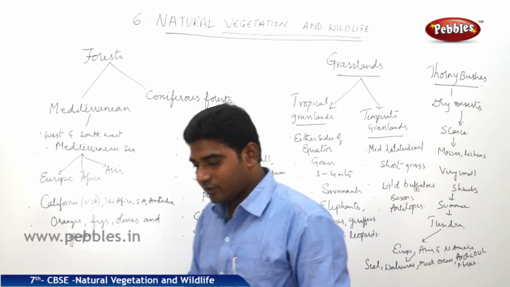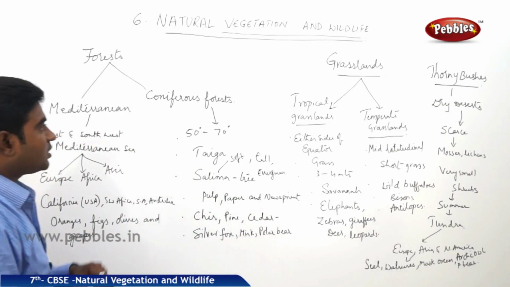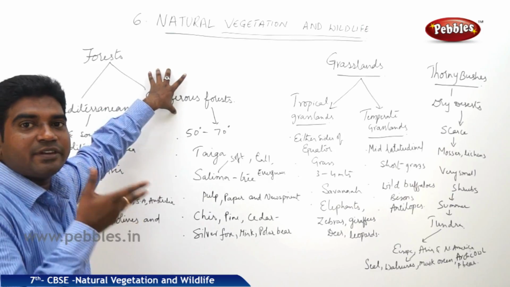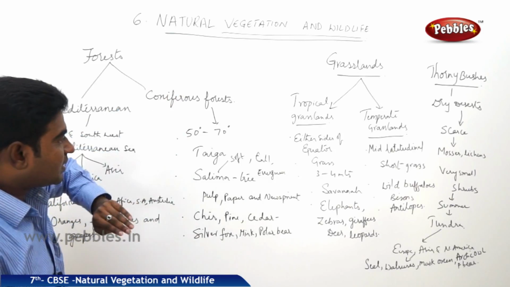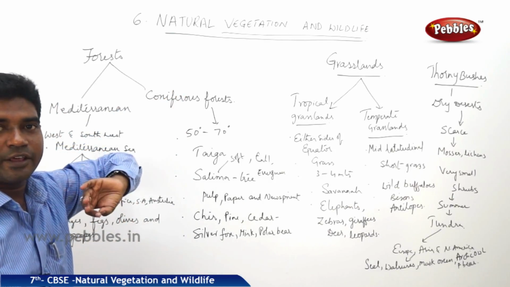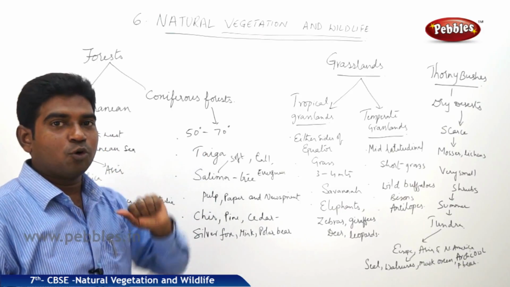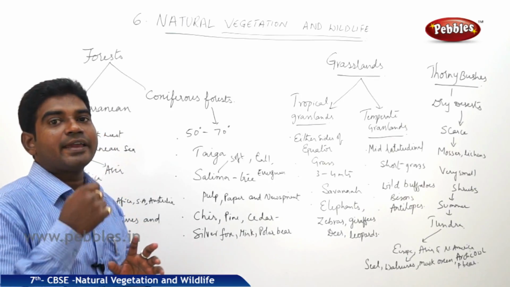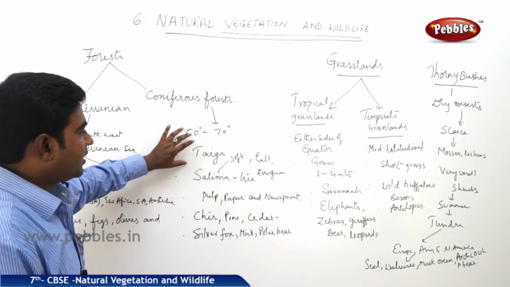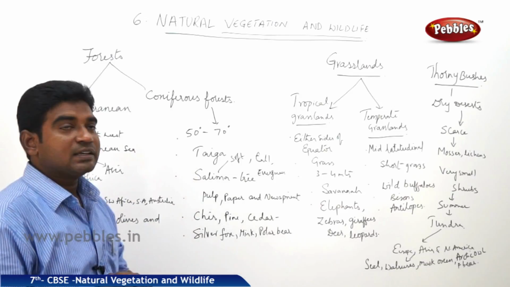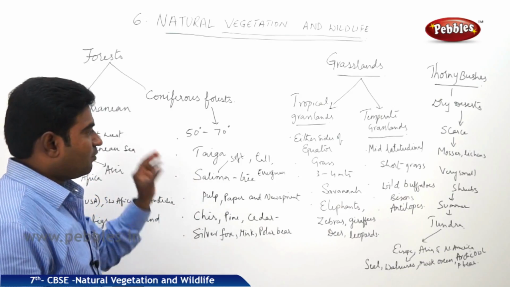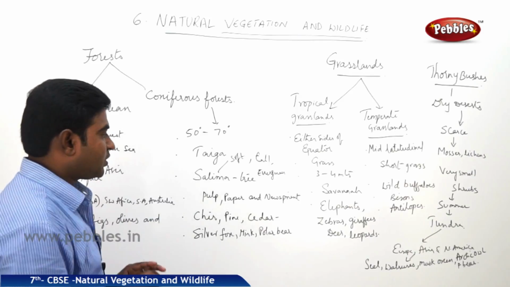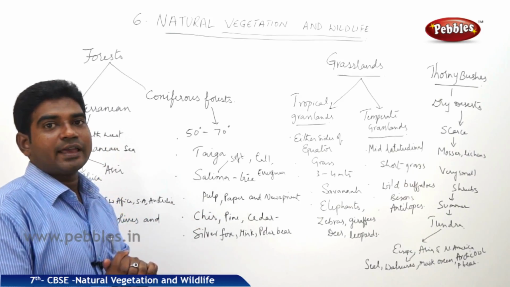Coming to the coniferous forest, the coniferous forest is found near the latitudinal extents of 50 degrees to 70 degrees, that is far above from the equator and very close to the poles. So this type of vegetation or forest is known as taiga forest. And here the most famous tree is the Salima tree, which is very soft and grows very tall, and is an evergreen tree which is found in this taiga forest.